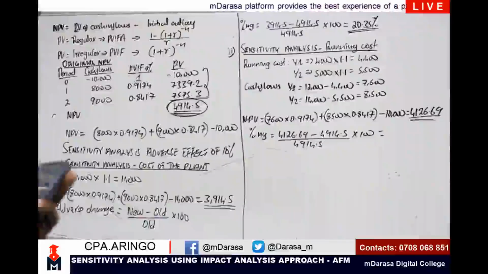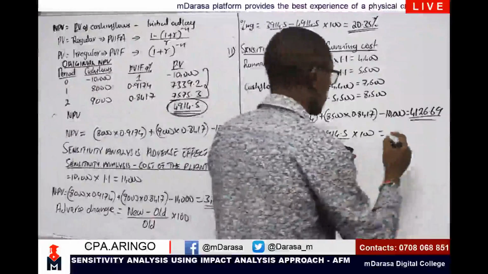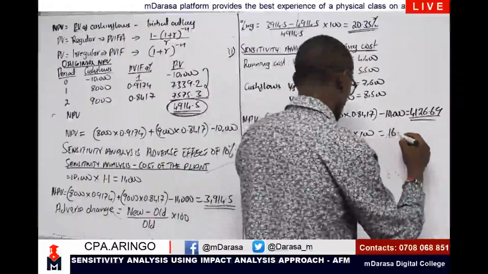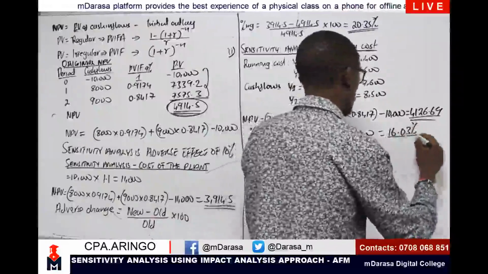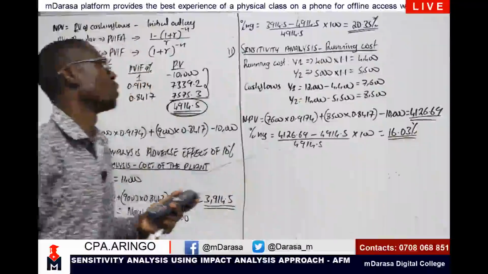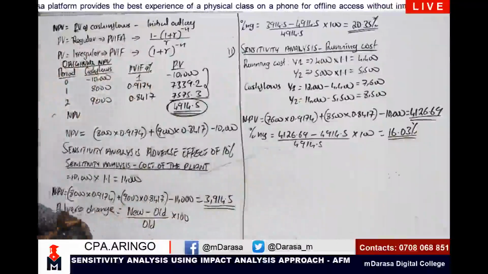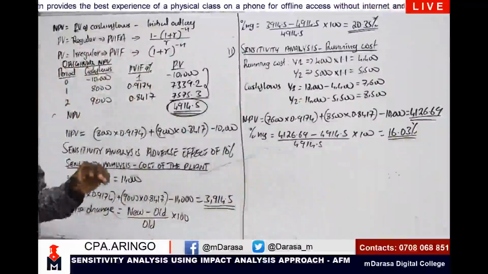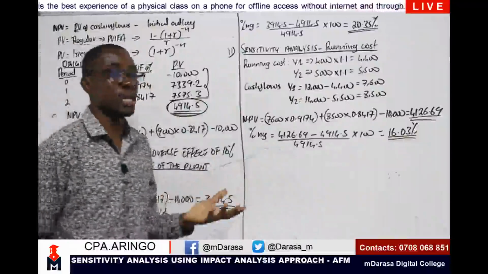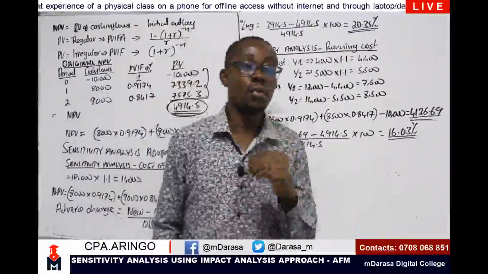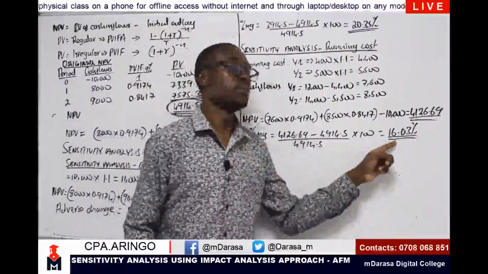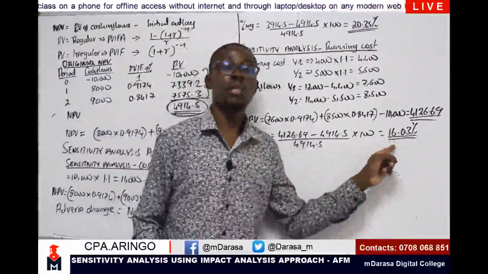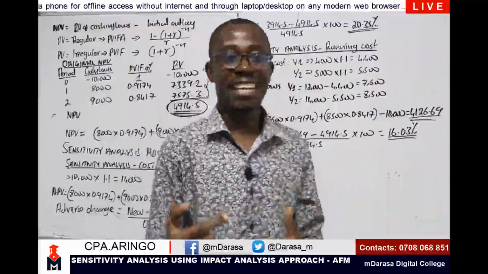Mwalimu is getting here, which you can confirm with yours, an adverse of 16.03%. So if there is an adverse change in our running cost by 10%, therefore our NPV will be affected adversely by 16.03%. So this will be the impact to our NPV.